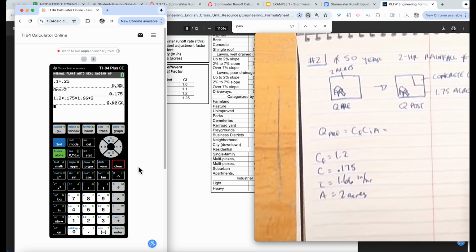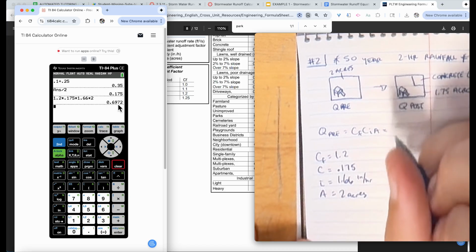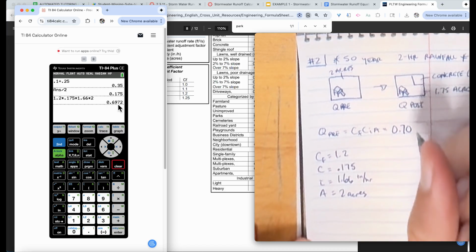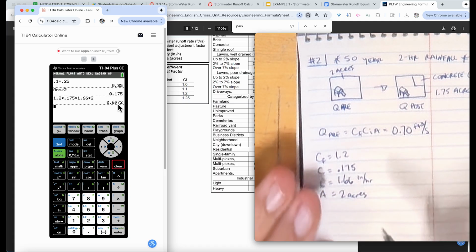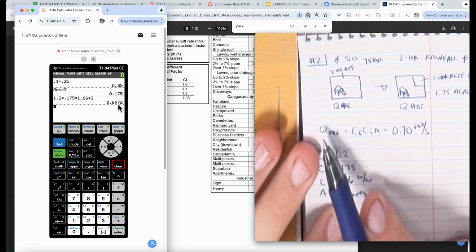Now, if we want to round to the nearest hundredths place, in this case this is a 7, so we've got to round this number up. We're going to end up with 0.70, and remember that is a unit of cubic feet per second. Q always depicts a flow rate.